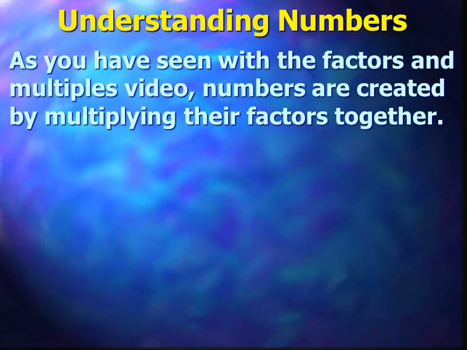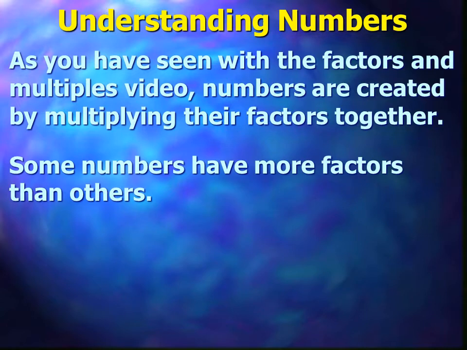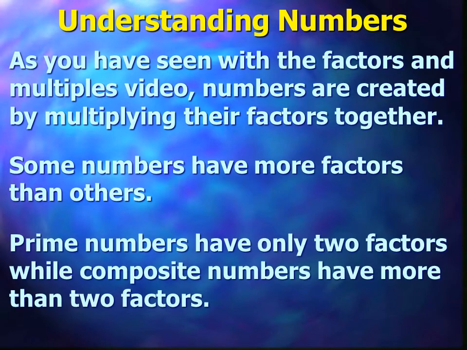As you have seen with the factors and multiples video, numbers are created by multiplying their factors together. Some numbers have more factors than others. Prime numbers have only 2 factors, while composite numbers have more than 2 factors.